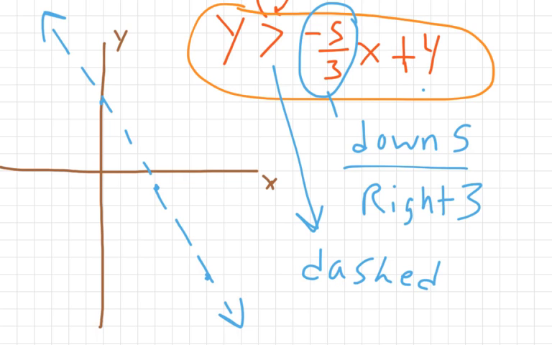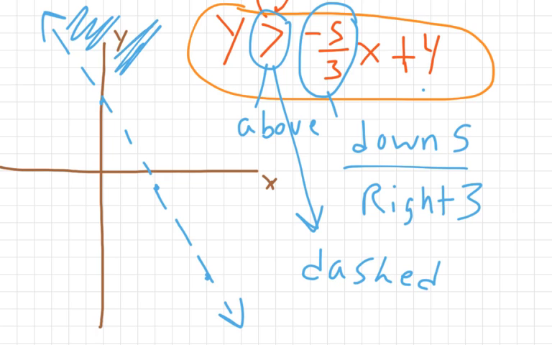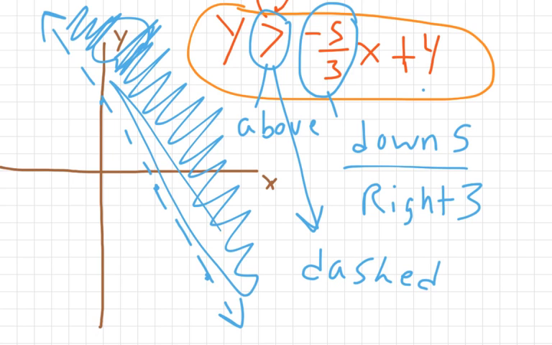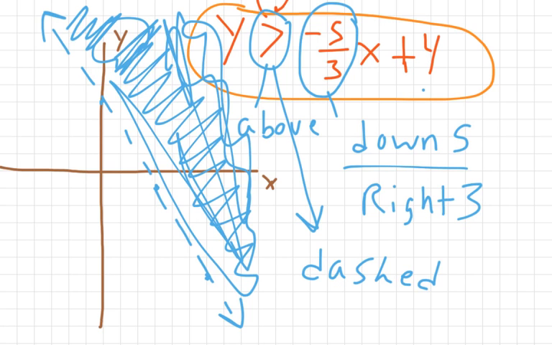Also, it's more than, right? Y is more than. That means I shade above. So everything above this line gets shaded in. Any point in this shaded region, but not on the line, because the line is not part of the inequality, because it's not equal to, is part of the solution set. You can shade nicer if you want to. You can just do what I did and put some lines there. Just make it obvious that you chose the region above.